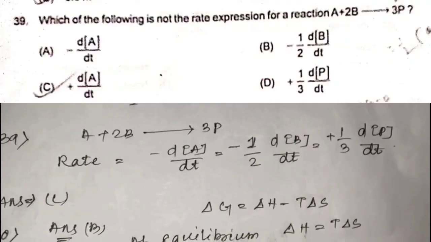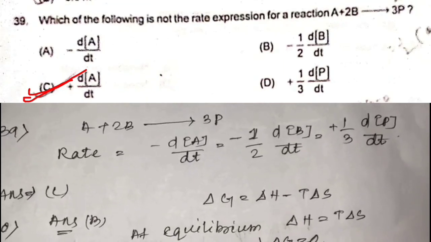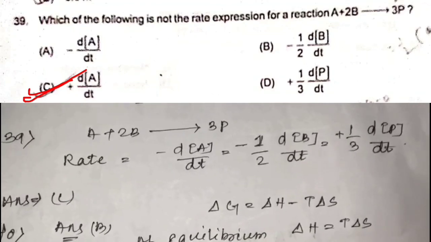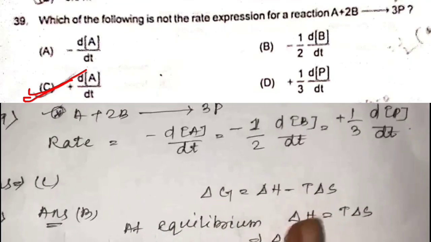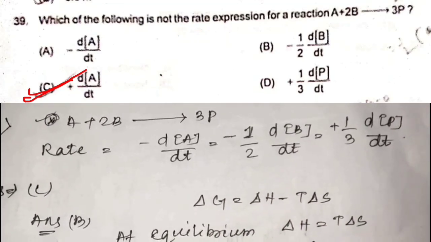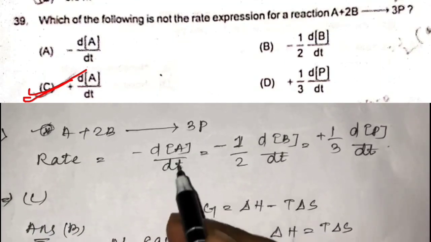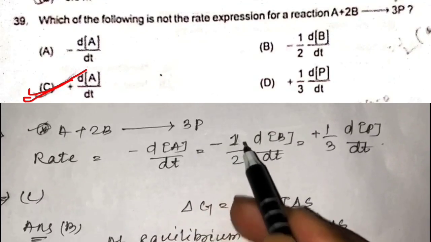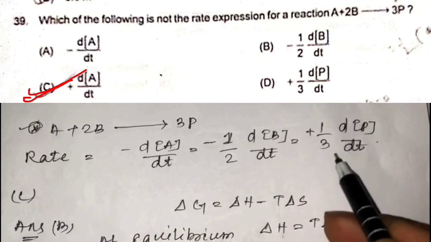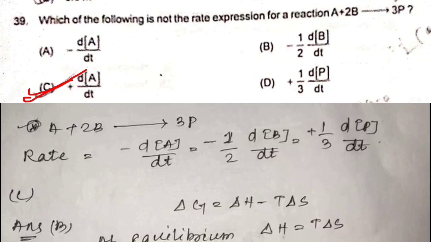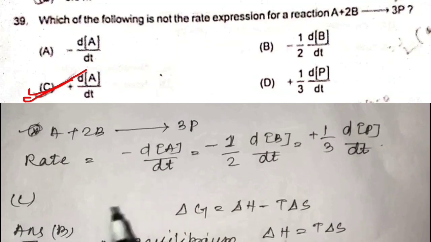The next question, number 39: which of the following is not the rate expression for a reaction A plus 2B gives rise to 3P? So this is the original reaction given in the question. The rate expression will be minus dA by dt, equal to minus half dB upon dt, equal to plus 1 by 3 dP upon dt. So this is the rate of this particular reaction.